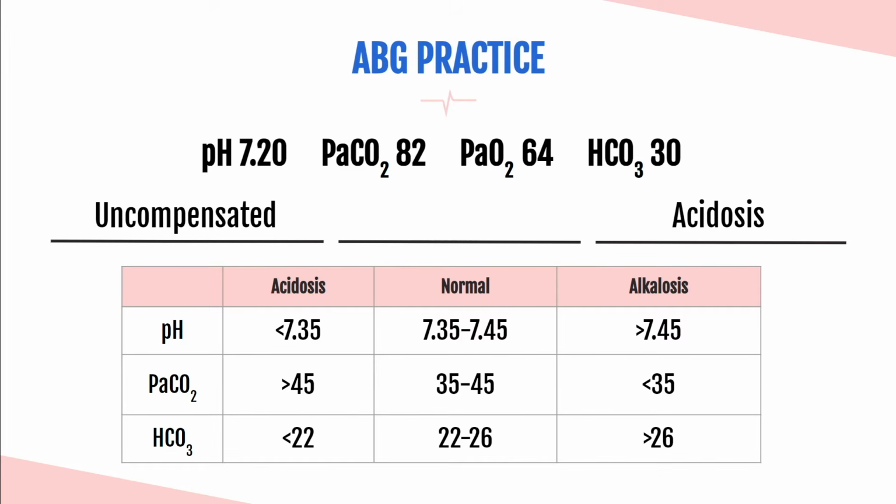Let's figure out our middle name now. To figure out the middle name, we're looking at your carbon dioxide and your bicarb and figuring out which one is trending with our pH. So again, our pH here is acidotic. Which value is also acidotic? Our carbon dioxide, it's 82. That is absolutely acidotic, which means that this is a respiratory acidosis. So we have got it.